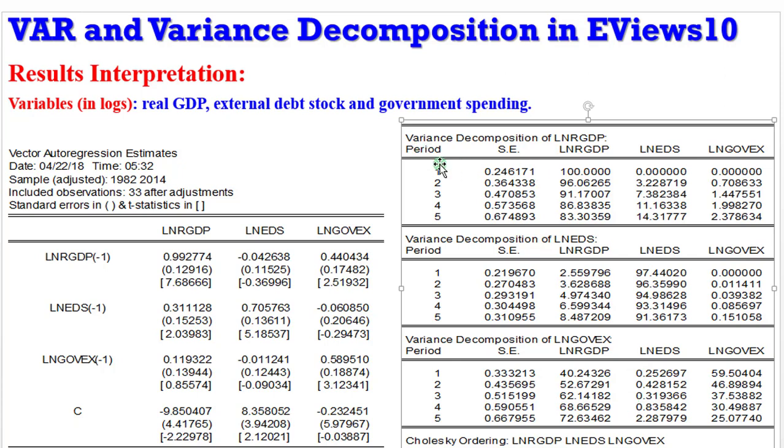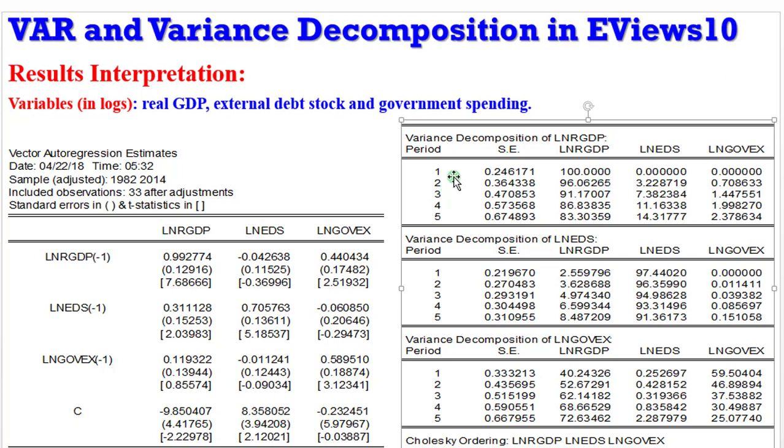Remember when I was selecting the forecast period, I chose 5 years. So I just want to forecast 5 years into the future. And I'm going to split my periods into long run and short run. My short run period will be year 1 and year 2, while my long run periods will be from 3, 4, 5 years. So my interpretation for real GDP will go this way.